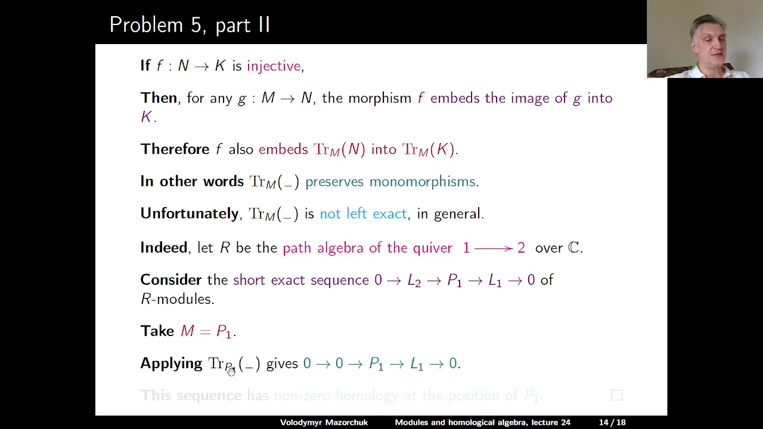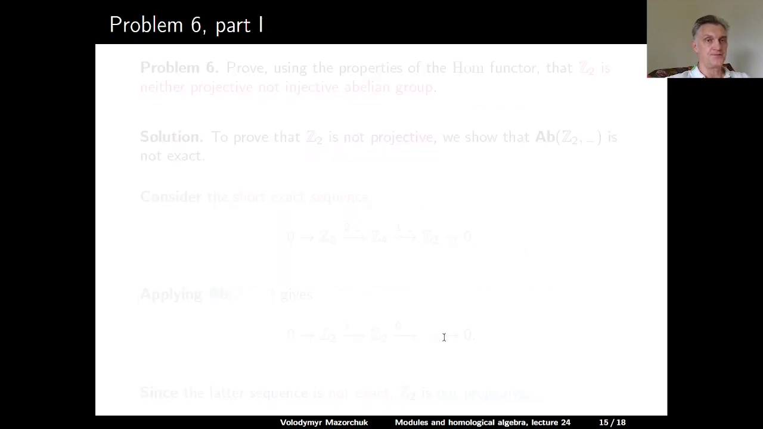If we apply the trace from this projective module P1 to our short exact sequence, we get the following complex. 0, there are no Homs from P1 to L2, so again 0. Trace from P1 to P1 by the identity map is just P1, and trace from P1 to L1 is L1, because there is a surjective map from P1 to L1, and then goes to 0. This is the complex which we get, and unfortunately this complex has homology at P1, and this homology is L2, because this L2 disappeared here. So this means that this functor is not left exact in general.